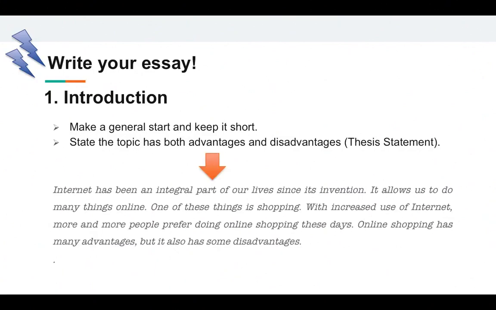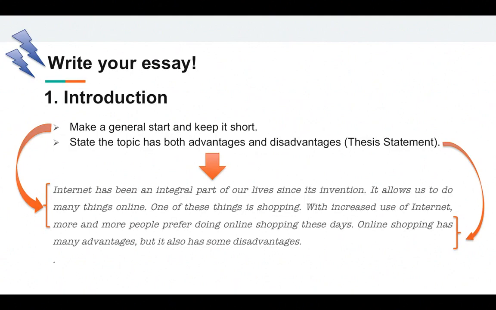Here you can see the introduction paragraph about the advantages and disadvantages of online shopping. As you see in this paragraph, first we make a general start, and at the end of the paragraph we write that online shopping has many advantages, but it also has some disadvantages.